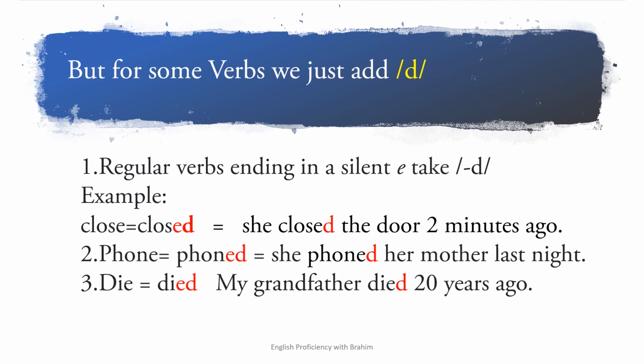So let's continue to the other forms. Another form, for some verbs, we just add D, especially with regular verbs ending in a silent E. So, for example, we have close, we have E. So we will not add another E, we just add D. It became closed. She closed the door 2 minutes ago. Phone, she phoned her mother last night. Die, my grandfather died 20 years ago.